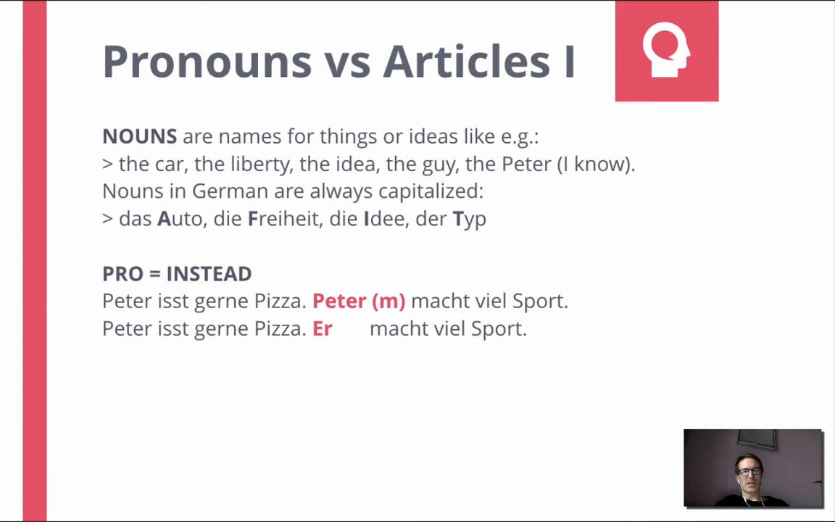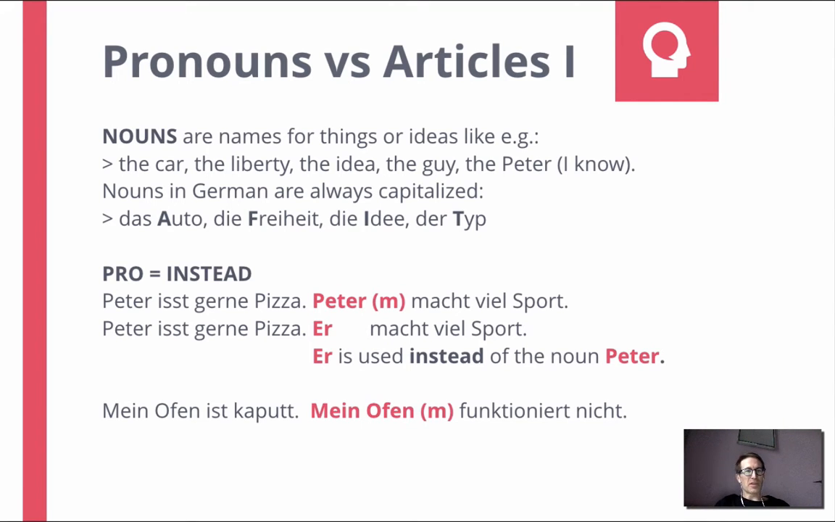Peter isst gerne Pizza, macht viel Sport. Now, because Peter is a masculine person or masculine noun, we have to replace it with a specific pronoun, which is in this case. I just give you an example. We will return to the ihr, IHR, in a moment. So here is used instead of the noun Peter. This is why is a pronoun.